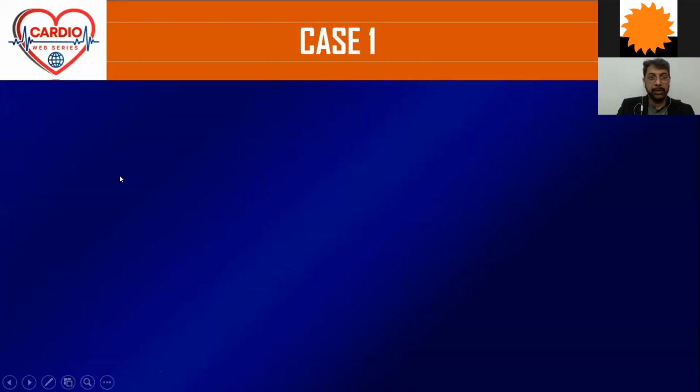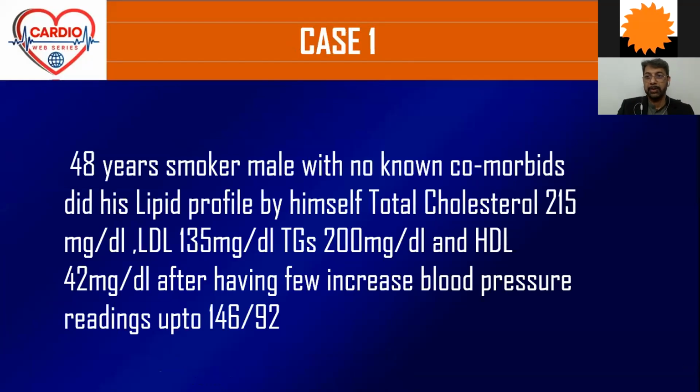But before inviting them to the talk, I would like to display a very common scenario in front of you, which relates to these talks. At the end of the session, we're going to discuss how to manage such a patient. So, first scenario, a very common one: a 40-year-old male smoker with no known comorbids does his lipid profile by himself: total cholesterol 215, LDL 135, TGs 200, HDL 42. After having a few increased blood pressure readings up to 160/92, he's consulting you. What to do next?